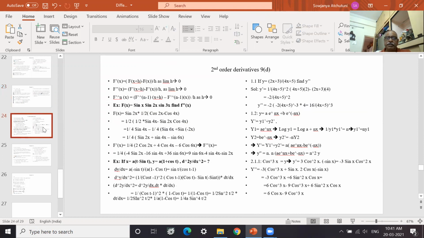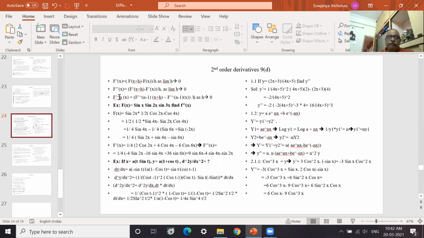Okay. Let us see double differentiation, second order derivatives. F dash x we know, f of x plus h minus f of x by h. This is dy, this is dx, as dx tends to 0. This is the first order. So for second order we will use f dash. F dash x plus h minus f dash x by h as h tends to 0. Means the slope of the slope. What is this called? Slope of the slope.